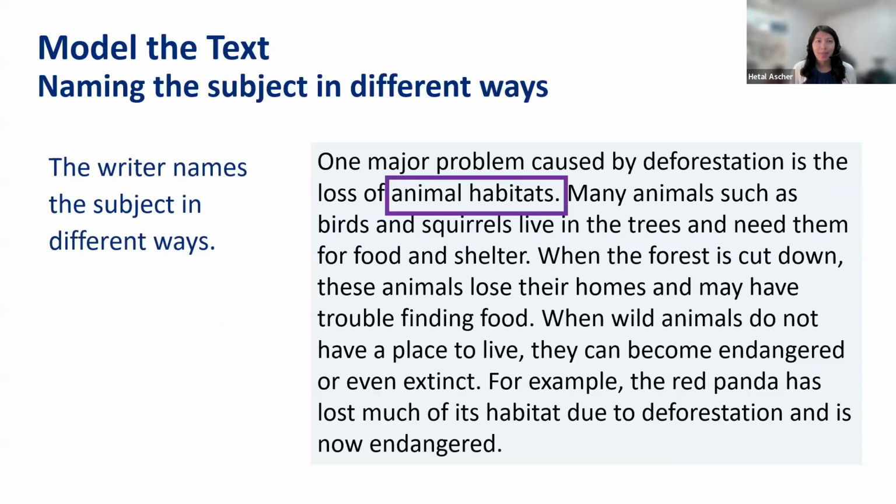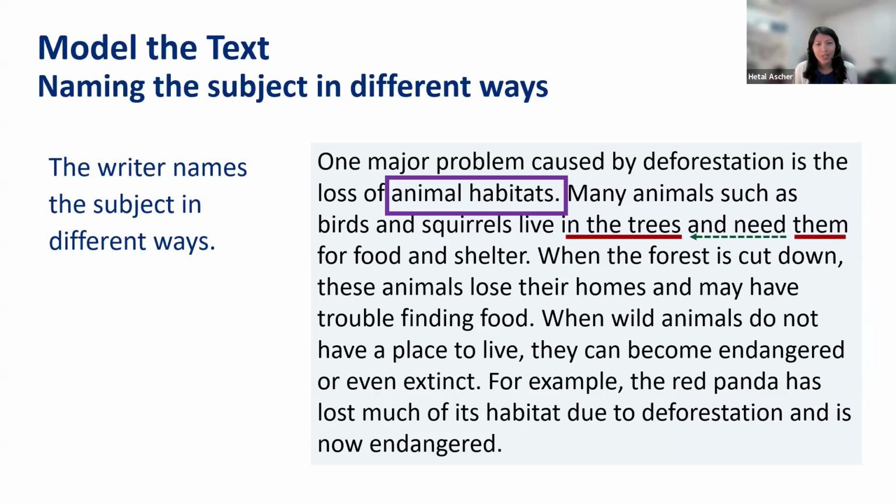And then I might think about one language feature, one way the author uses language that I want my students to do as well. So I might point out to the students, this topic sentence we have here, it's all about animal habitats. But the writer doesn't just repeat the words animal habitats in every single sentence. They name that subject in many different ways. So I might say, let's look at that together. We might look at the first sentence. Many animals, such as birds and squirrels, live in the trees and need them for food and shelter.